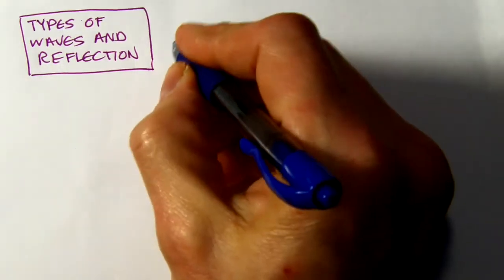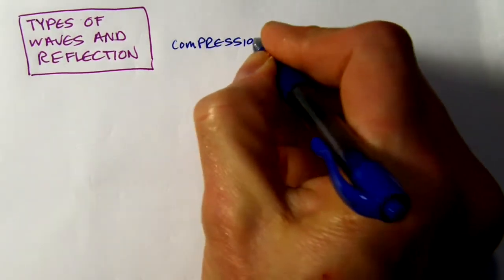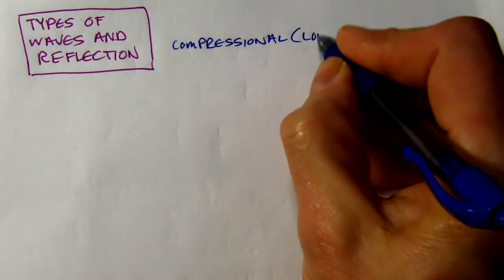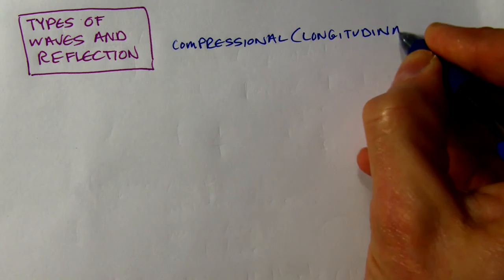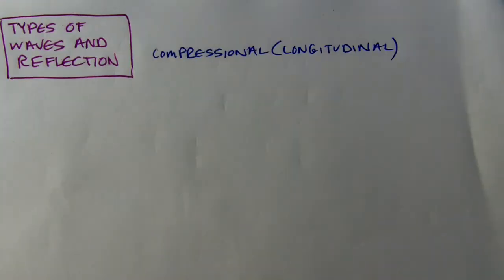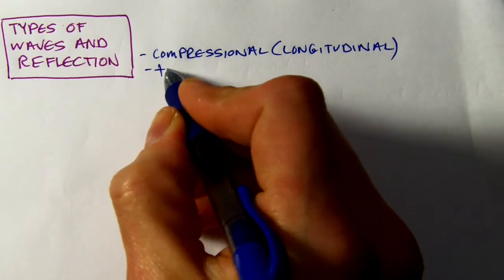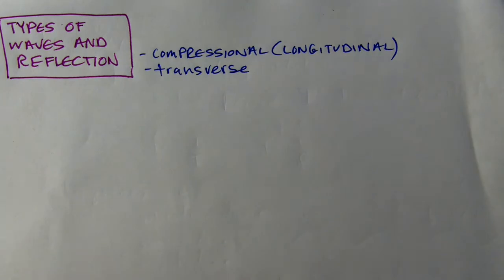And generally the two types of waves that we're referring to here are either compressional waves, also called longitudinal waves, and transverse waves. We're going to change from capital to small case.